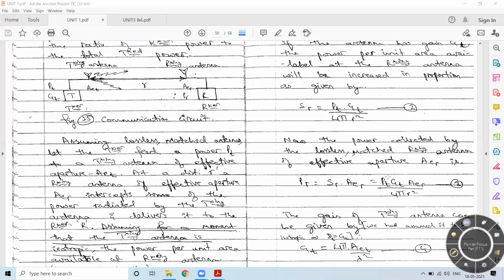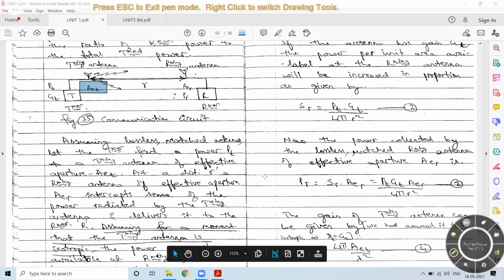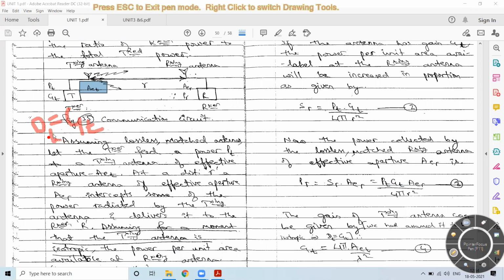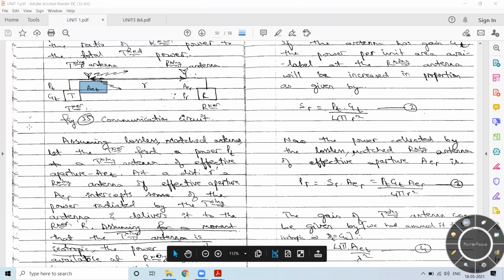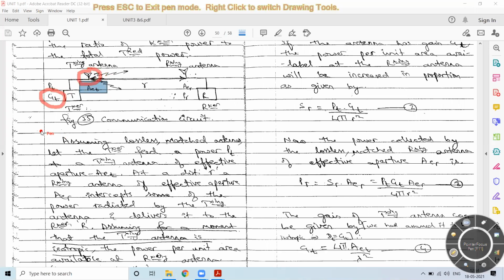Now, what we do is we try to obtain what is GT in terms of the effective aperture of the transmitting antenna. Under this case, we consider that the directivity of this antenna is equal to GT. So indirectly, what we are doing is we are assuming that this is an isotropic antenna. This is an isotrope. We are just making an assumption.